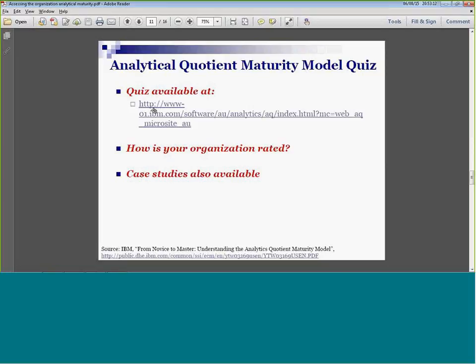Okay, you can take the quiz there. Sometimes the links disappear, but this should be there. If it's not, just put Analytics Quotient Maturity Model Quiz IBM into your search engine. I've had it show up and disappear a couple of times at various links for some reason. I don't know why it would go away.